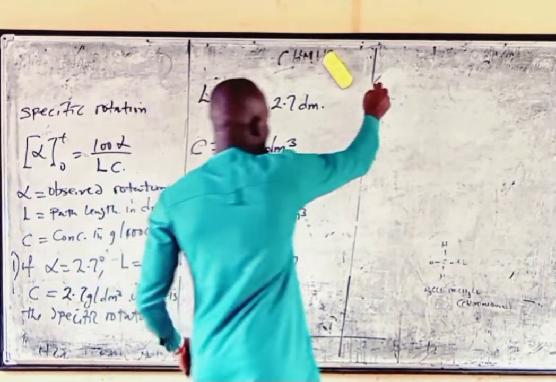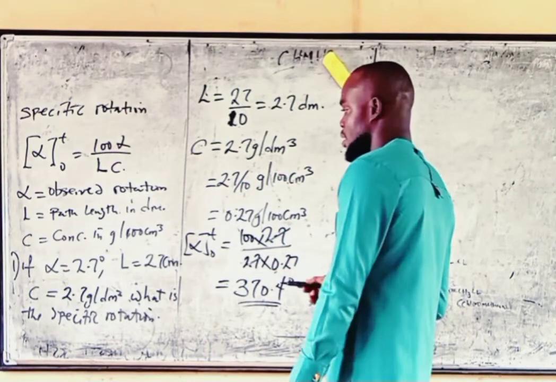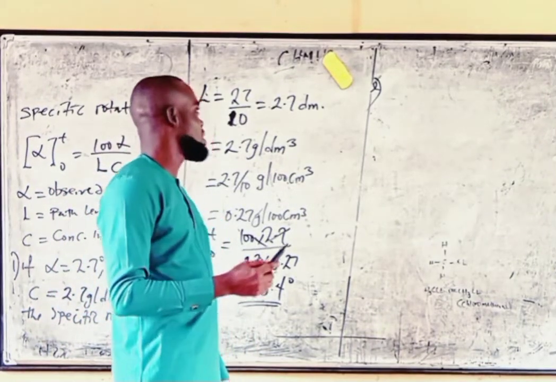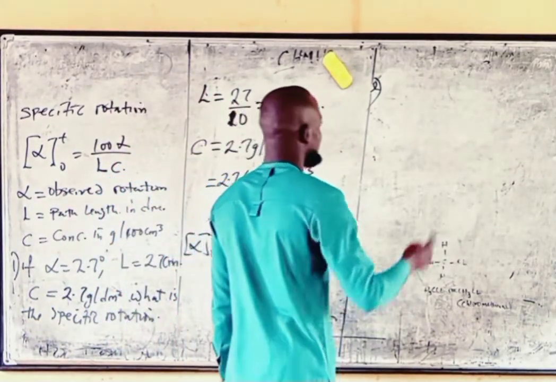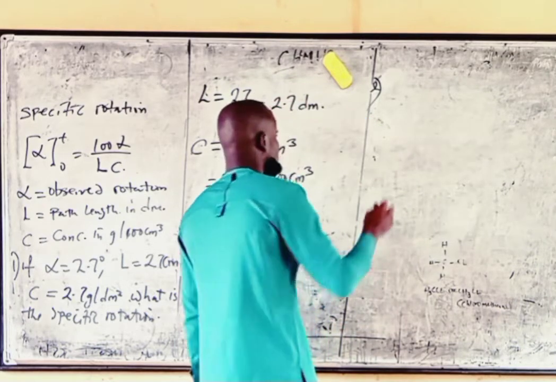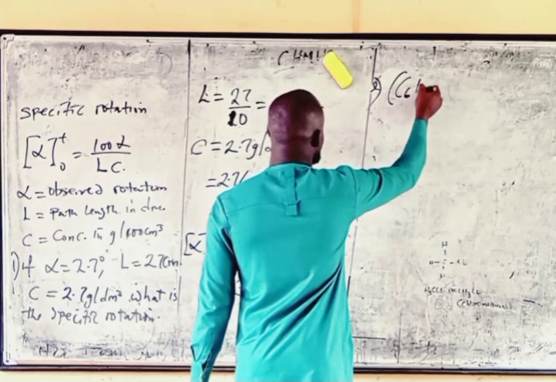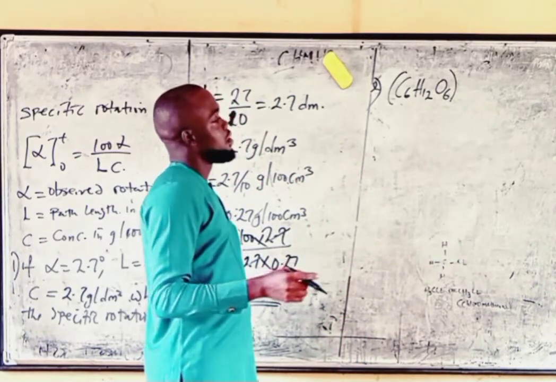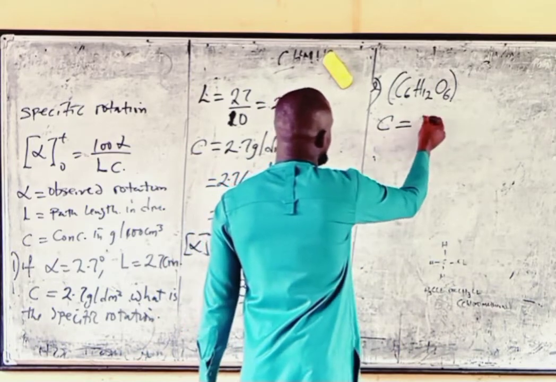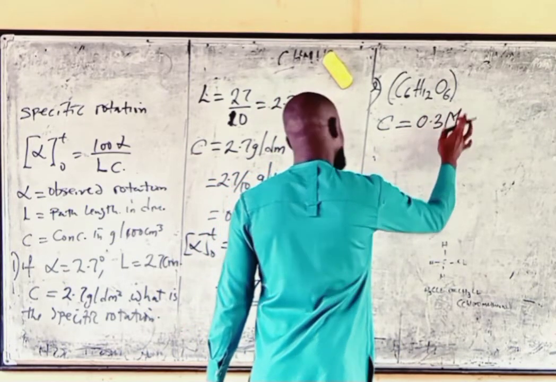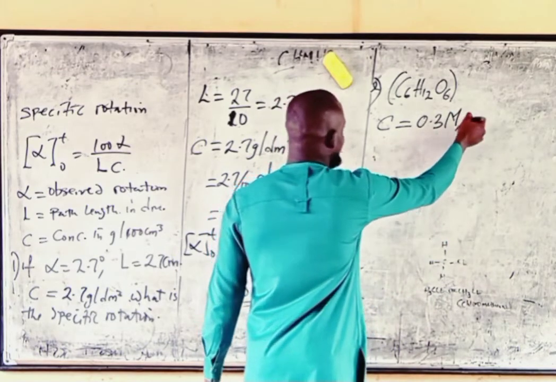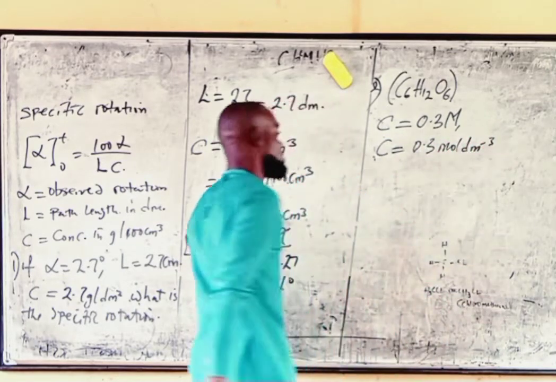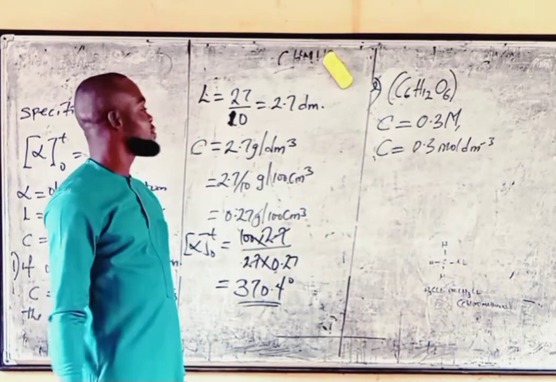Now let's look at another question. We have question two. Let me dictate this so that you write it down. Calculate the specific rotation of glucose, C6H12O6, having a concentration of 0.3 mole per dm cube. Write it this way: concentration equal to 0.3 mole per dm cube. So write it down. Then we have the path length.